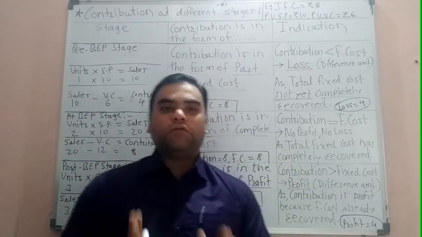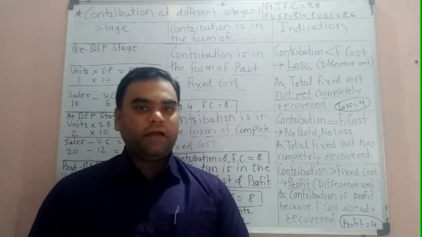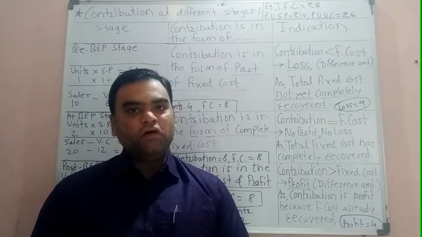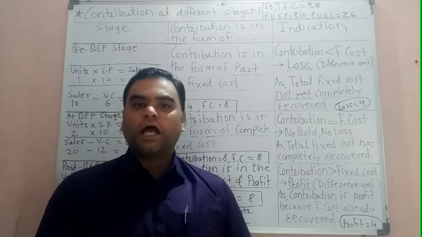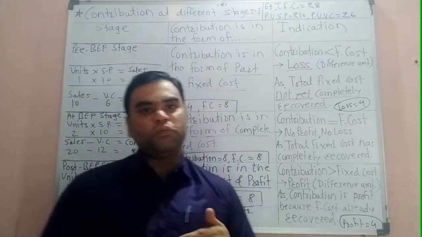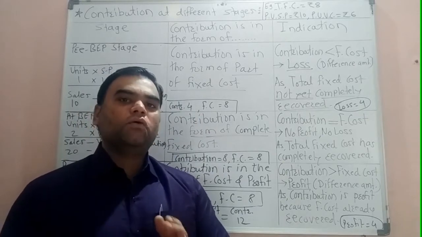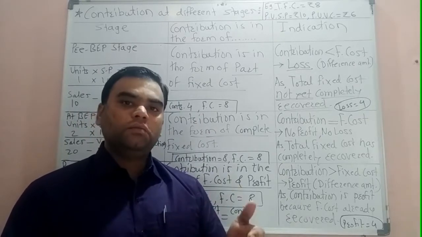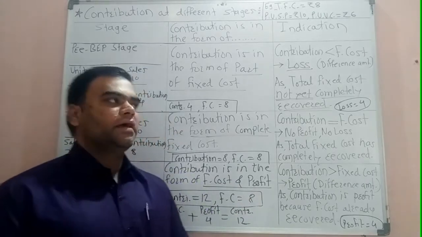In our last lecture, we discussed the meaning and contents of the BEP and margin of safety. Now we are going to understand how the form of contribution changes as per the changes in the volume of output or sales. In other words, we are going to understand the correlation between the contribution and BEP. So let's start with one practical example.